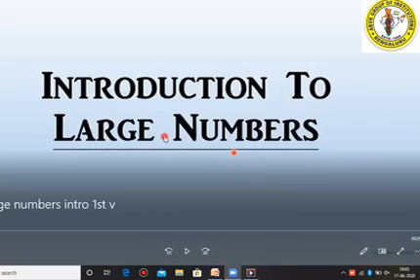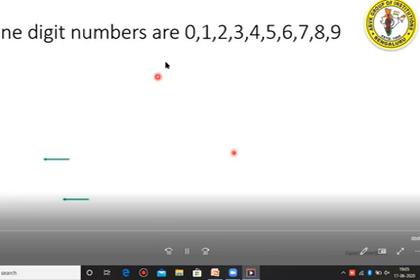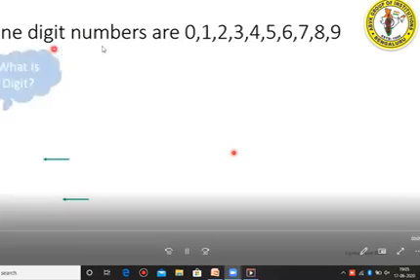See here we have an introduction to large numbers. So here we are going to learn what we mean by large numbers. Here is an introduction. First of all you should know what we mean by digits. We have learned 1 digit, 2 digit, 3 digit numbers. Here 1 digit numbers are 1 to 9: 1, 2, 3, 6, 7, 8, 9 are all single digit numbers.